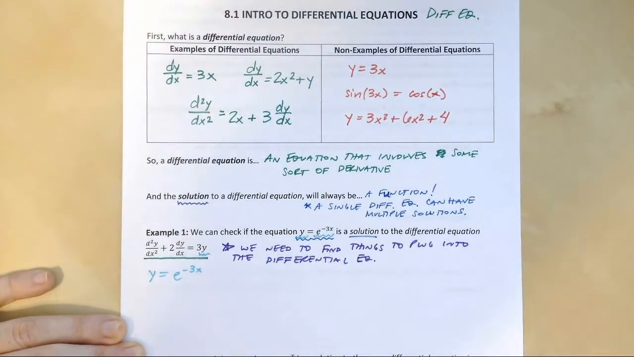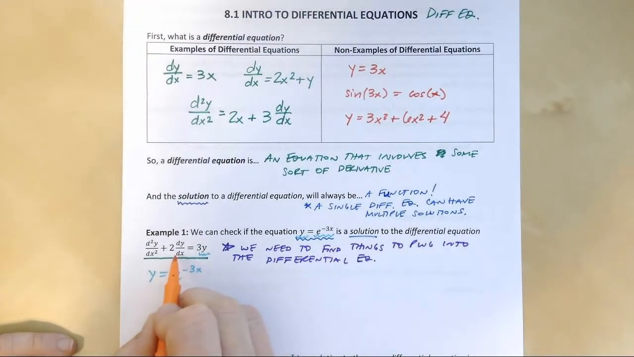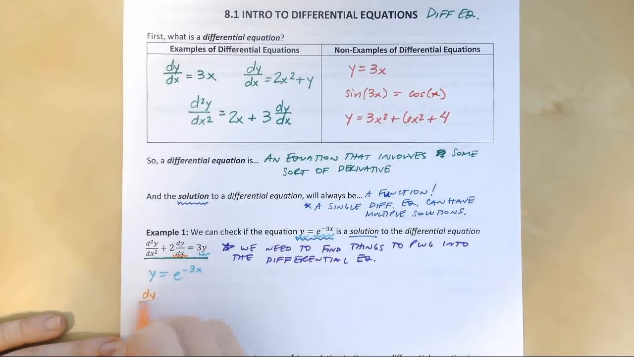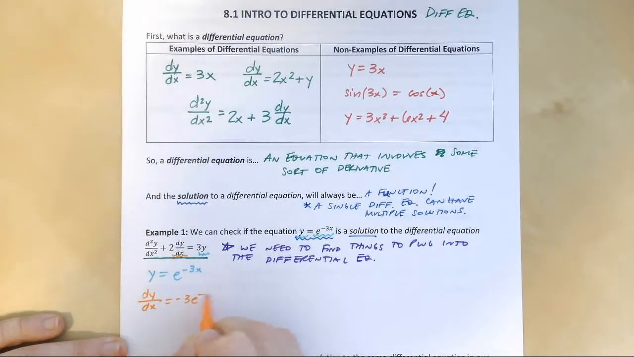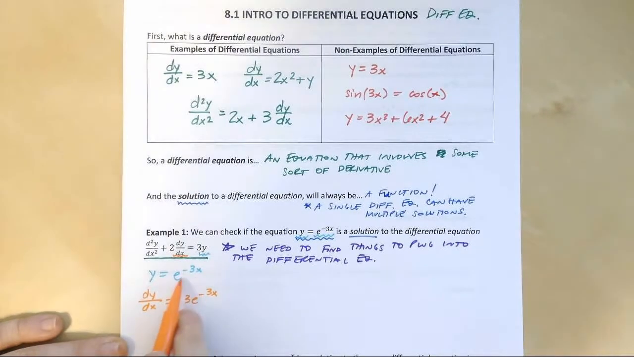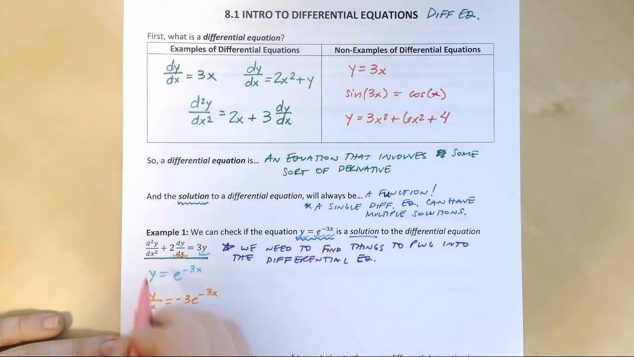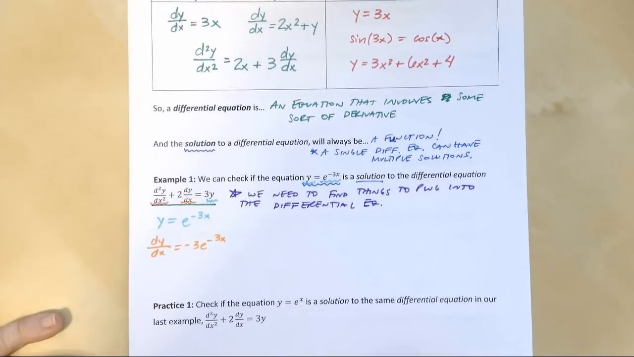Alright, what else can we plug in? Can we find dy dx? Can we find the derivative of y? The derivative of this y? Yes, we can. dy dx equals negative 3e to the negative 3x. That's just the derivative of this, dy dx. Okay, and then there's one more thing that we can find. We can find d squared y dx squared, the second derivative. So let's go ahead and find that.